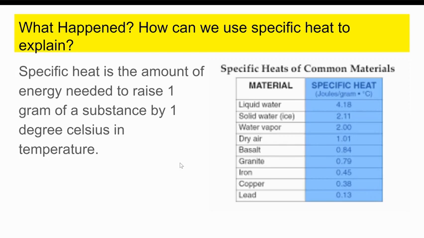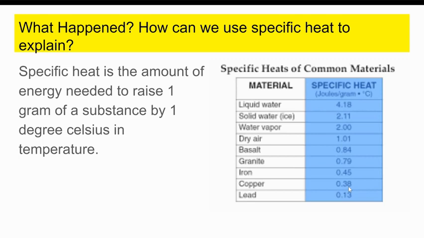So let's talk about it. What happened? How can we use specific heat to explain this? Remember that specific heat is the amount of energy needed to raise 1 gram of a substance by 1 degree Celsius in temperature. Copper has a pretty low specific heat. 0.038 joules of energy is needed to raise 1 gram of the substance by 1 degree Celsius in temperature.